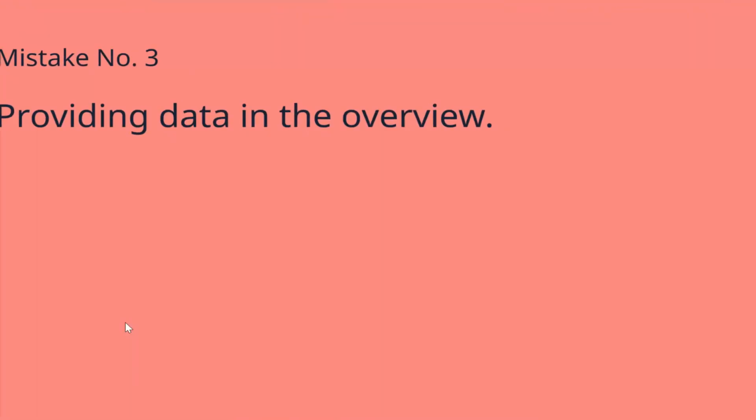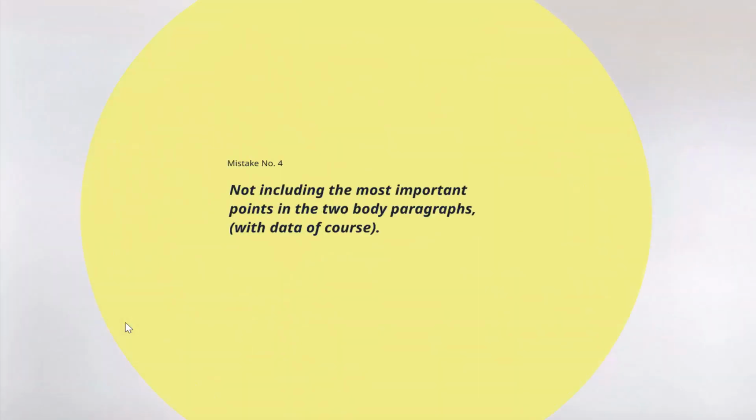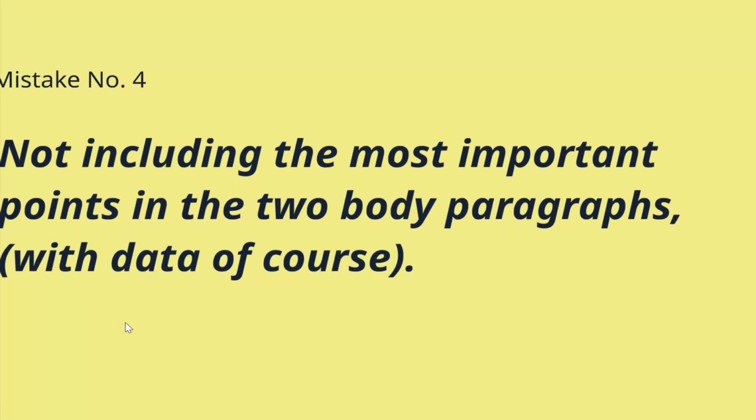Common mistake number 3 is providing data in the overview. As I said just now, don't provide any data in the overview. You just need to provide these data in paragraph 1 and paragraph 2. Common mistake number 4. Not including the most important points in the 2 body paragraphs with data, of course.